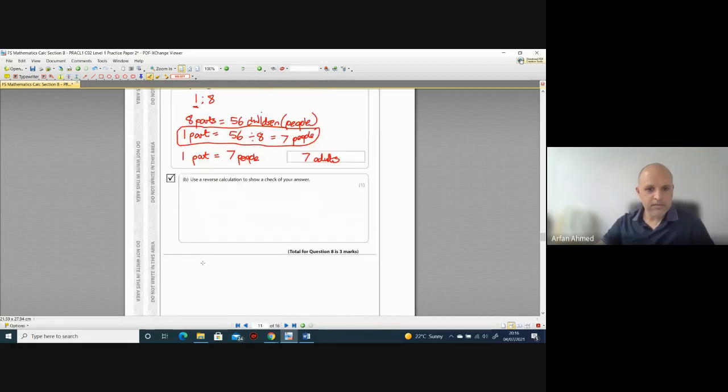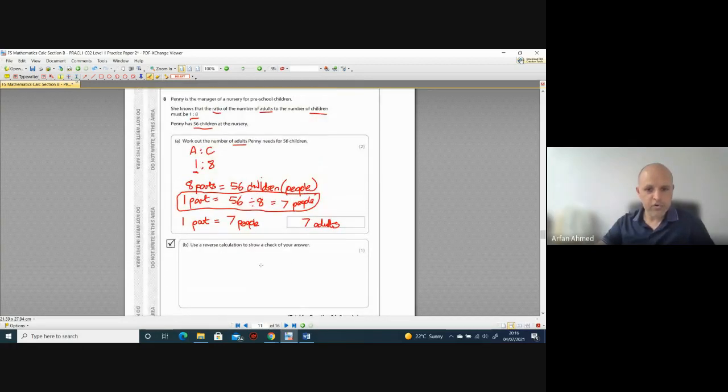Then it says, use reverse calculation to show a check of your answer. They love to throw this reverse calculation. They've actually said what to do. Sometimes they don't even say that. Sometimes they just say show a check of your answer. But you always have to do the same thing. You always have to do the opposite of what you just did.